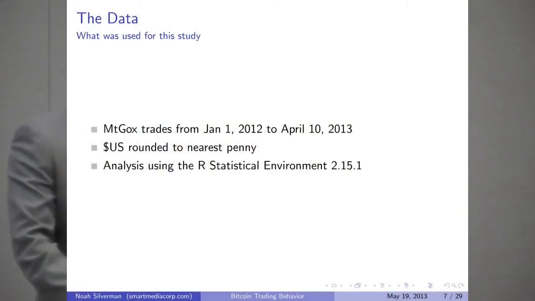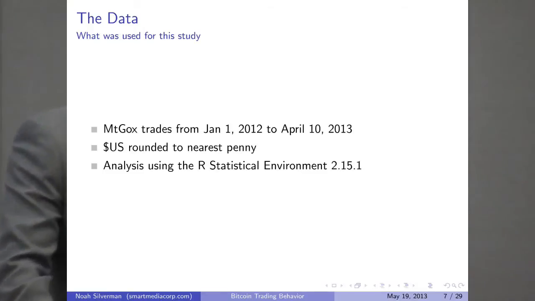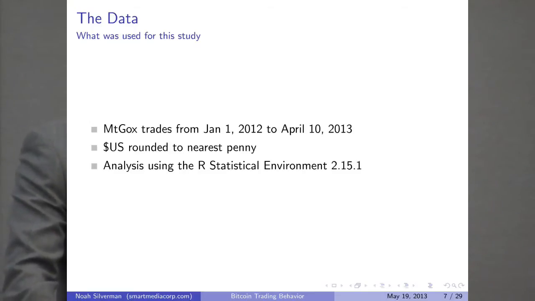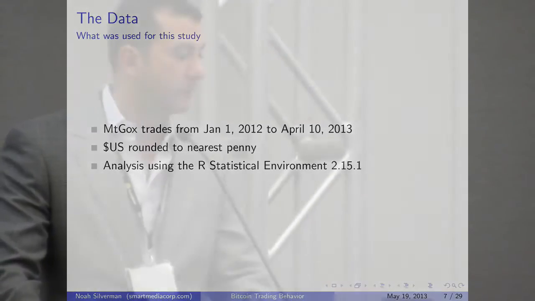So what did I do? We took MountGox data. We have trades from January 1st till April 10th. And that's actually a little wrong. Just this morning, I grabbed some more trades so that we're current up to today. We rounded to the nearest penny because MountGox allows you to trade US dollars in some infinitesimal fraction that's a little ridiculous. And I'm using some statistical software called R that, if you're not a statistician, at some point it's worth looking at because it has a lot of really nice tools built in for data analysis.